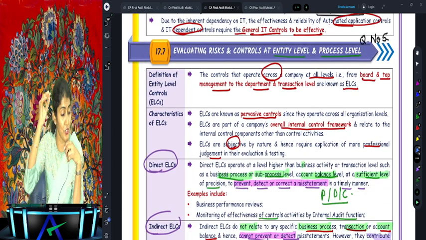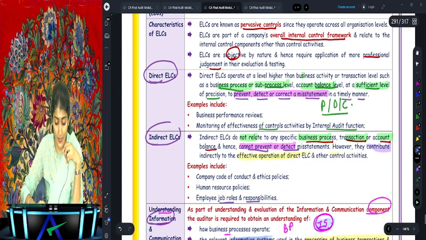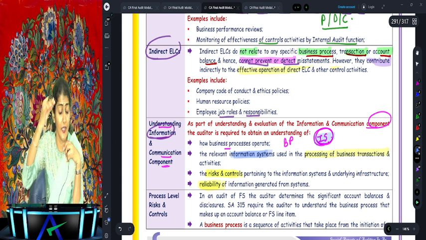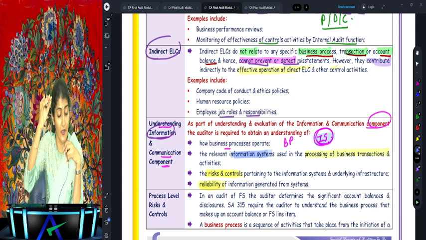Right, so definition of ELC, characteristics of ELC. Then you have the entity level controls, the direct entity level controls and the indirect entity level controls. Then understanding the information and the communication component.